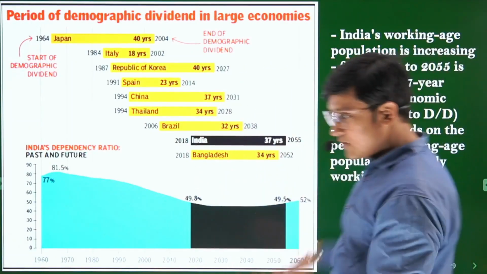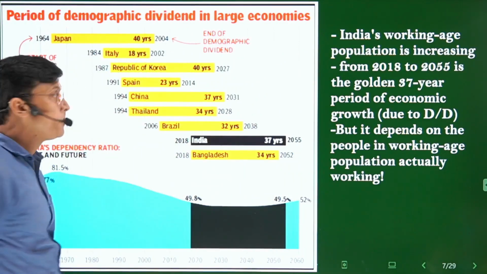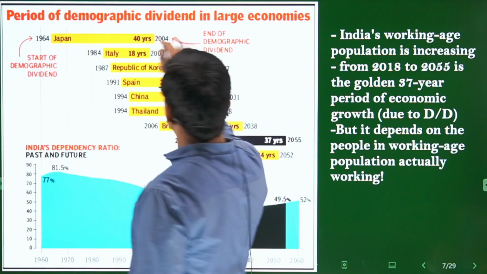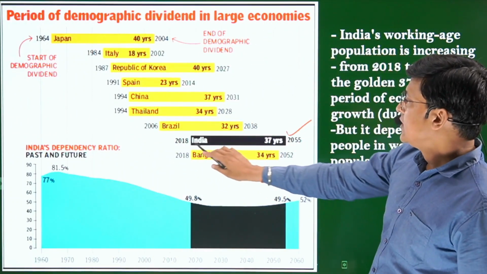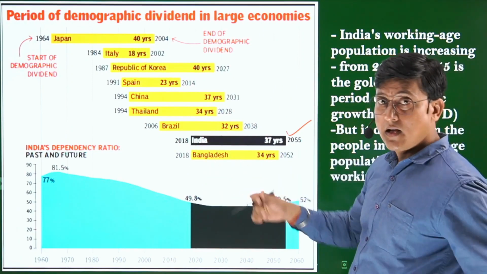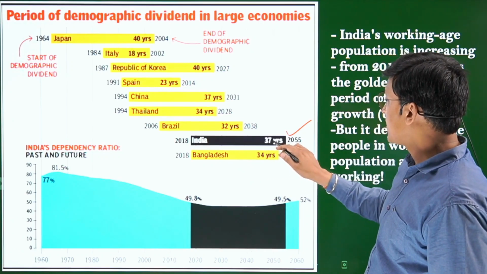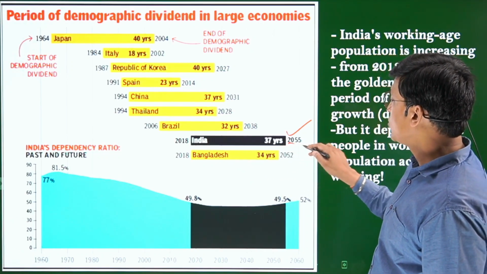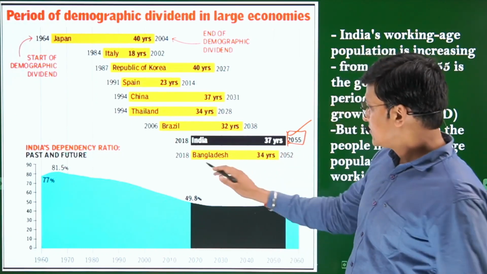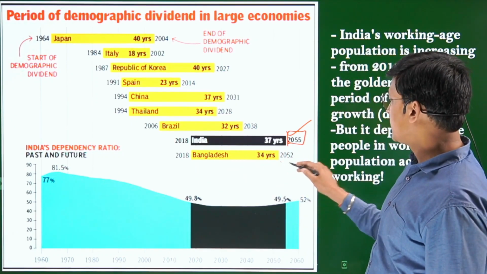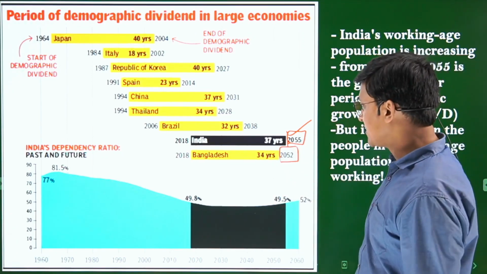Okay, this is a beautiful chart which will make you understand the future of India. The period of demographic dividend in large economies. Look, this is India. In 2008, the demographic dividend started in India, and it is going to last for the next 37 years. So till 2055, we are in a good position. Same with Bangladesh. Till 2052, Bangladesh is also getting the same.